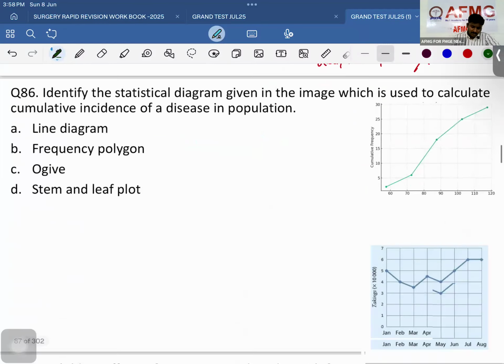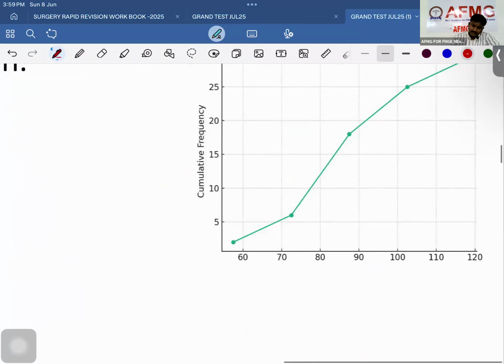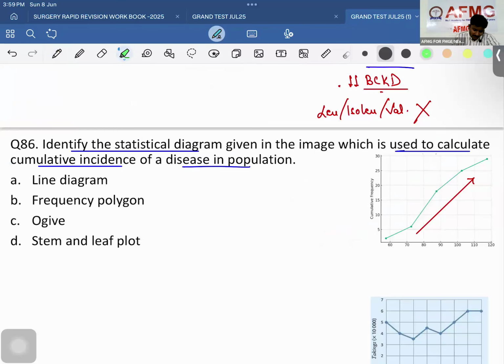hopefully that's clear. Question number 86, if I talk about beta, is identify the statistical diagram given in the image which is used to calculate basically the cumulative incidence beta of a disease in a population. So very good. Here you are able to see this looks like a line diagram beta, but is it a line diagram? No. Why? Because it is only and only going upwards. Line diagram can go upwards also and downwards also. If it is only going upwards, that means you are calculating incidence or cumulative incidence.